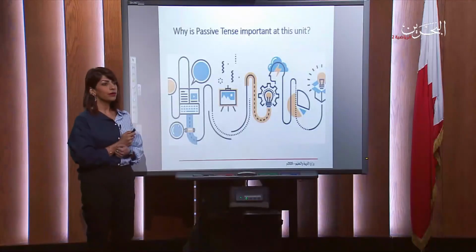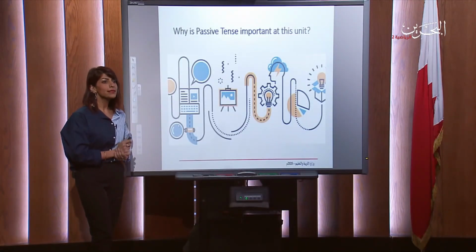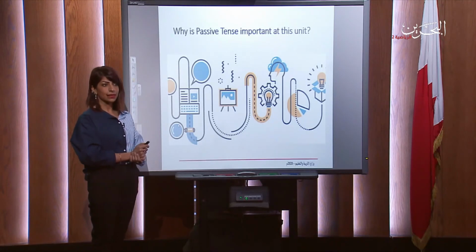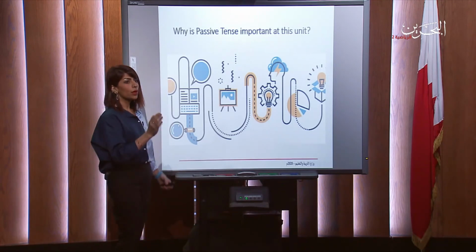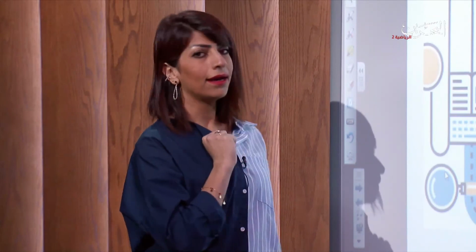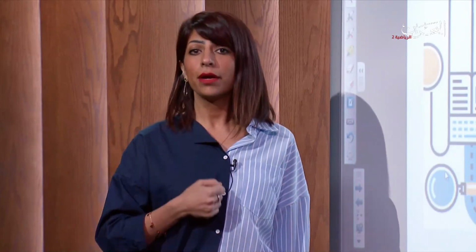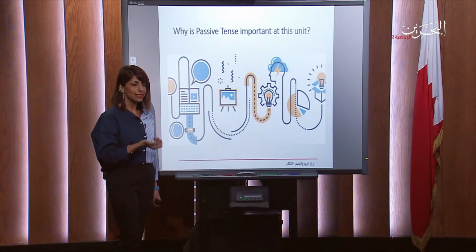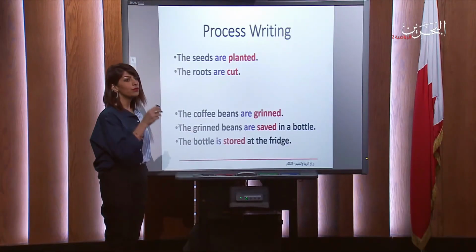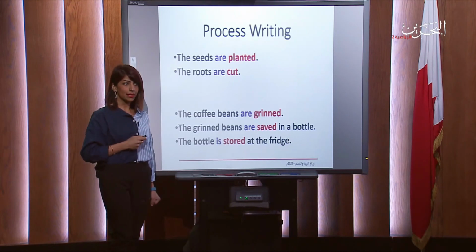Now let me ask you a very quick question. Why is the passive tense important in this unit? Why am I emphasizing this? Because it is going to help me, look at the picture, in writing a process, or in describing steps in a process, and that will be in the later stages. For the next lesson, for the writing, I have to apply and use the passive tense. What is a process? I'll just give you a very quick introduction until we meet in the next lesson.